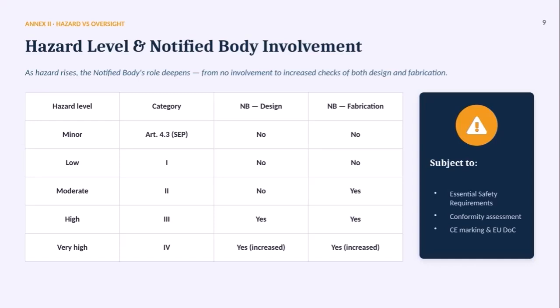When we move to moderate hazard, which is Category 2, the notified body doesn't review the design, but does perform checks during fabrication. For high hazard levels, Category 3, the notified body reviews both design and fabrication. Finally, at the very high hazard level, Category 4, the involvement intensifies further, with increased scrutiny on both design and fabrication processes. It's a structured approach aimed at maintaining safety without unnecessary oversight for lower-risk products.